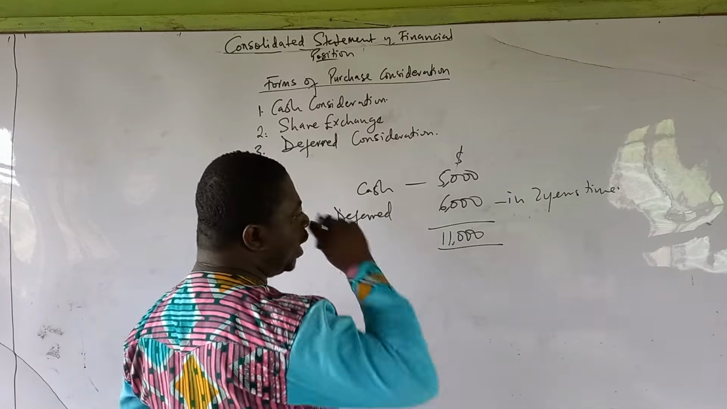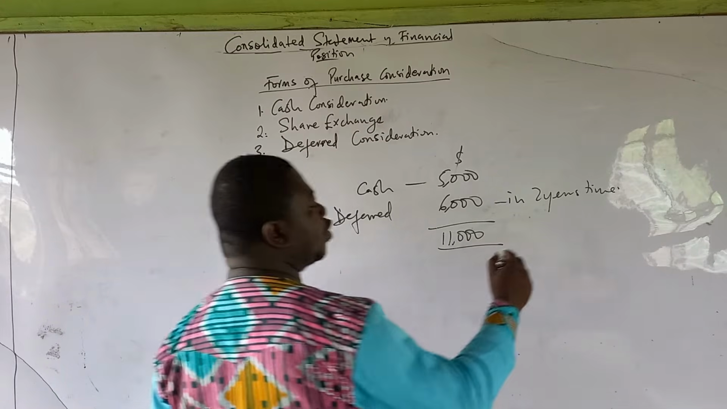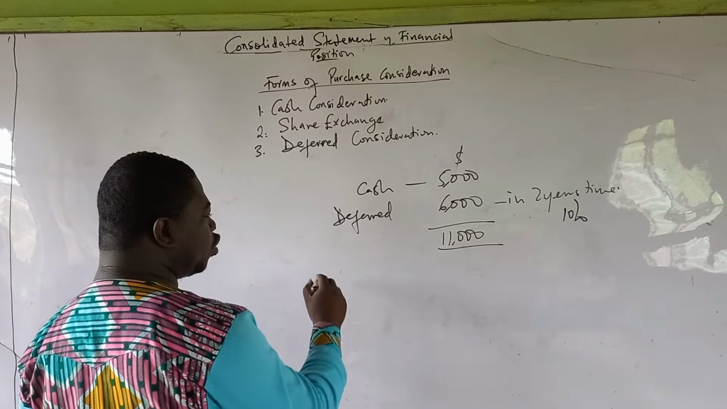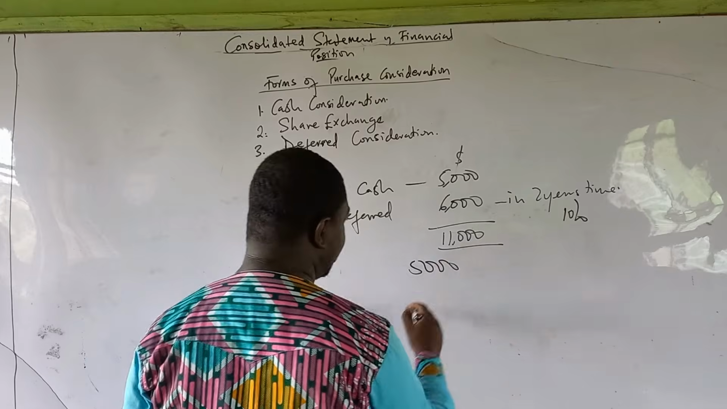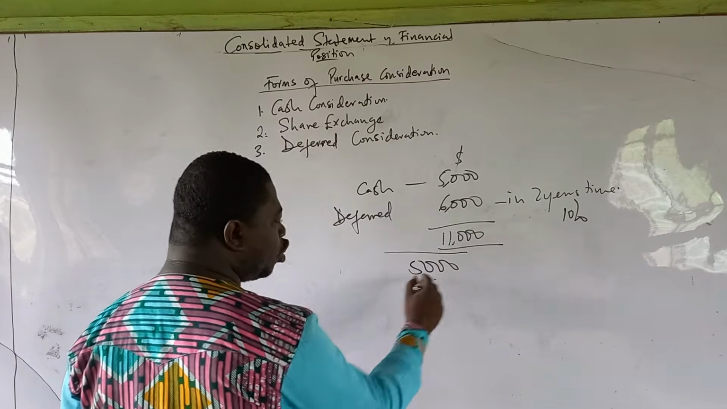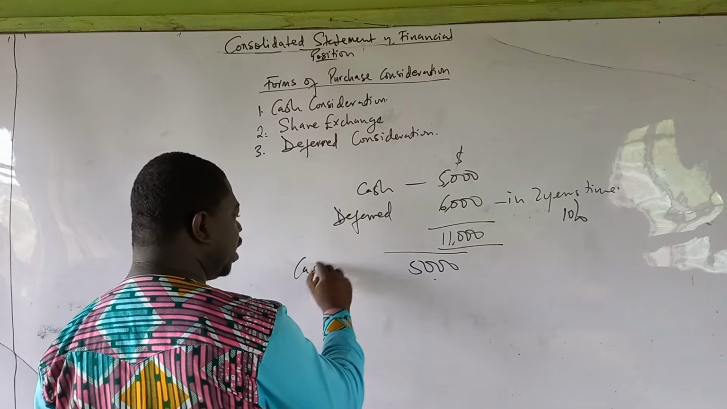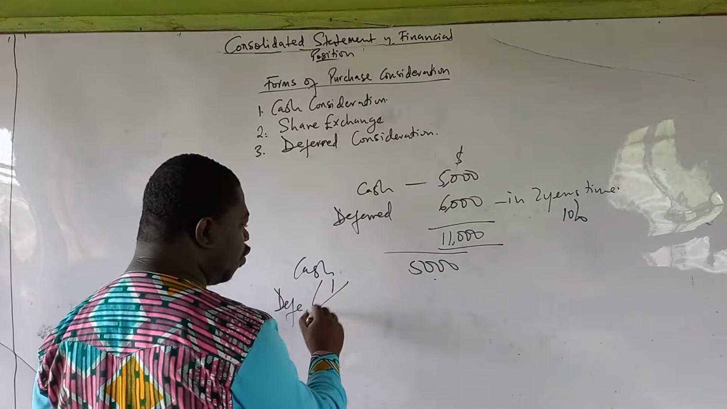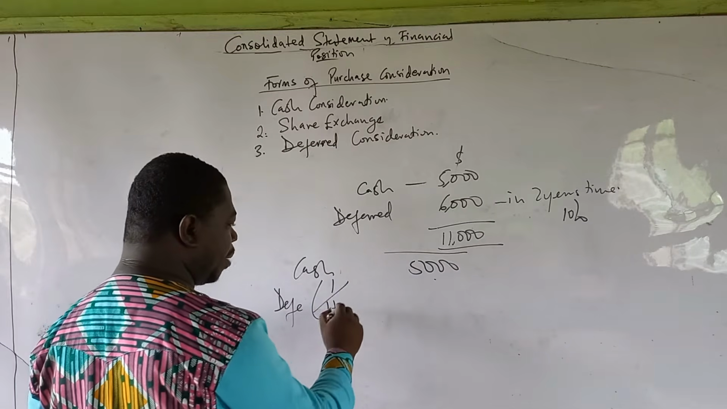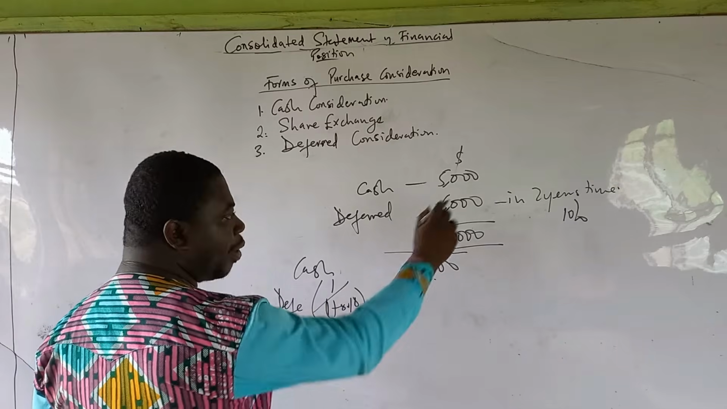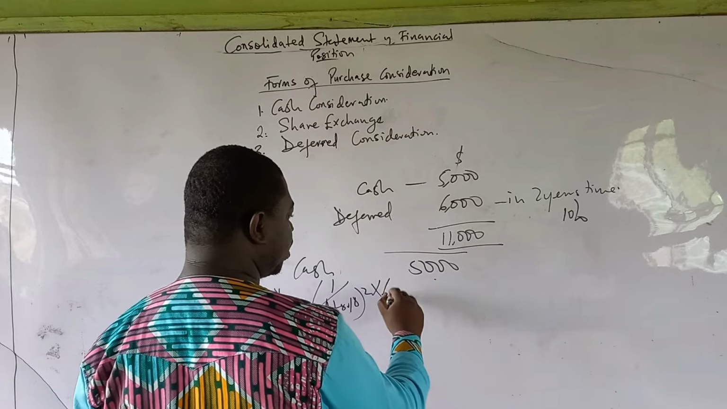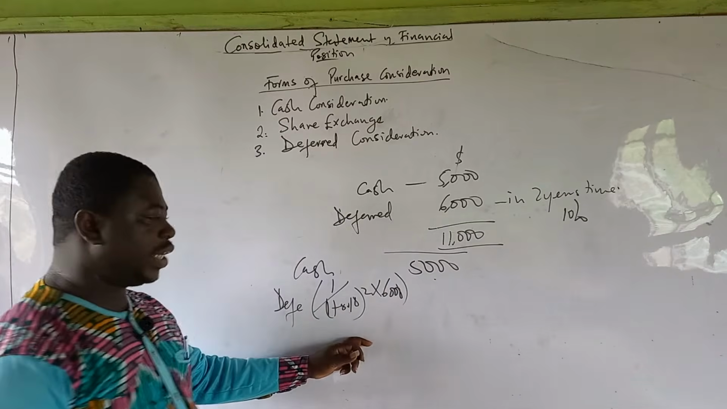So if you are told that the company's cost of capital is, let's say, 10%, then what you have to do is that it's going to be your 5,000. If you want total consideration, it's going to be the 5,000, which is the cash consideration, plus the deferred. And the deferred is going to be 1 over 1 plus 10%, 0.1, raised to the power of 2, for 2 years' time, times the 6,000. So this is how to discount it.